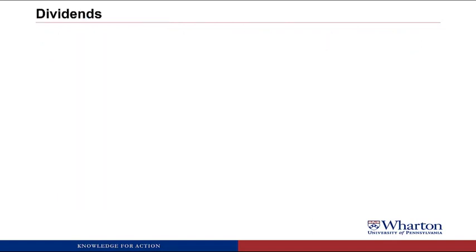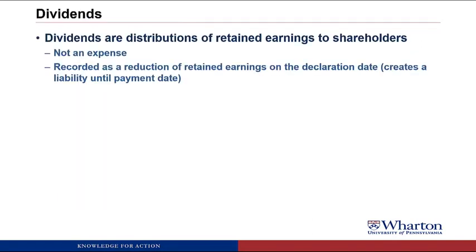So what are dividends? Dividends are distributions of retained earnings to shareholders. They're not considered an expense, and we record them as a reduction of retained earnings on the date the board declares the dividend, which is called the declaration date. If we don't pay in cash on that date, which is what usually happens, it will create a liability to our shareholders until we actually pay the dividend on the payment date.